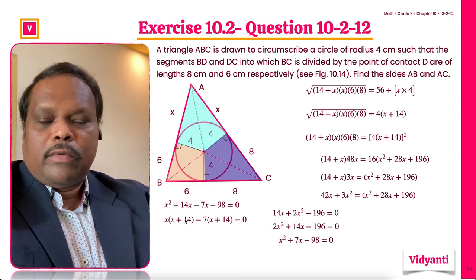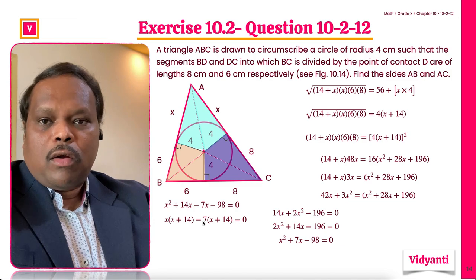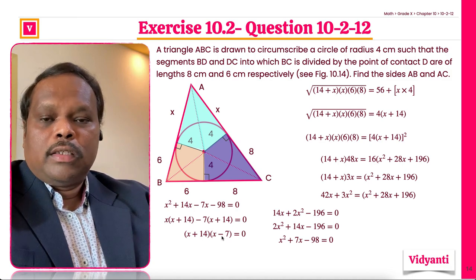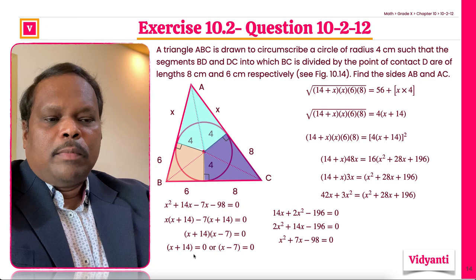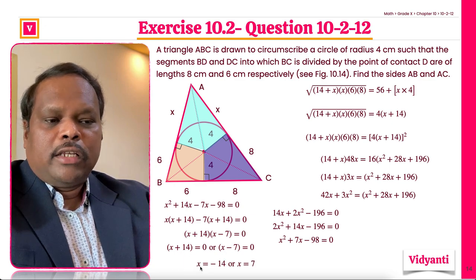From the first two terms, I will take x common. From the next two terms, I will take negative 7 common. x plus 14 is a repeated factor. I will write that only once. And whatever is left over, I will put in one single bracket. That means now either the first bracket is 0 or the second bracket is 0. So that gives me x equal to negative 14 or x equal to 7.